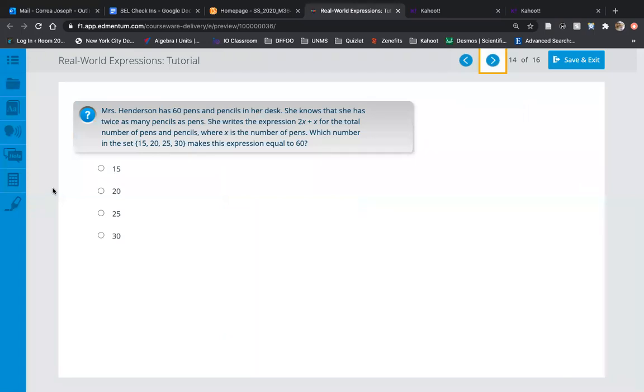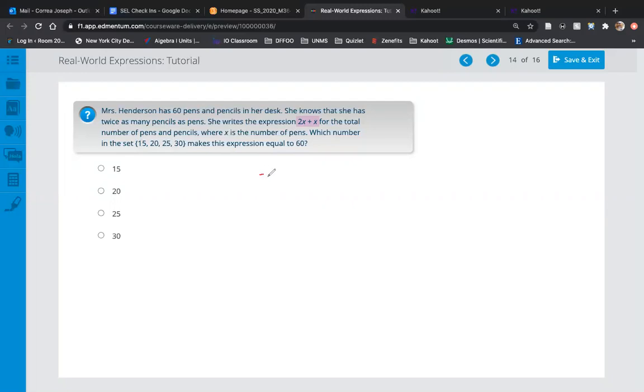Right, what I do want to do though is give you guys a chance to look at this one here, right? So I'll read the scenario out loud here. It says, Mrs. Henderson has 60 pens and pencils in her desk. She knows that she has twice as many pencils as pens. She writes 2x plus x for the total number of pens and pencils, right? So if she has x pens, then the number of pencils that she has is 2x, so altogether 2x plus x, right? So it says where x is the number of pens, which number in the set, so either 15, 20, 25, or 30, makes this expression here equal to 2x plus x, right?